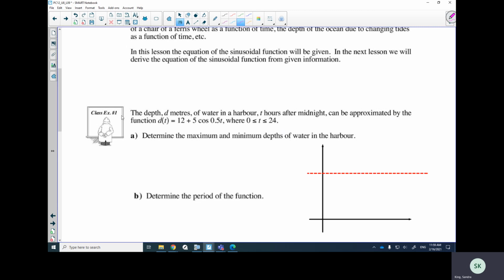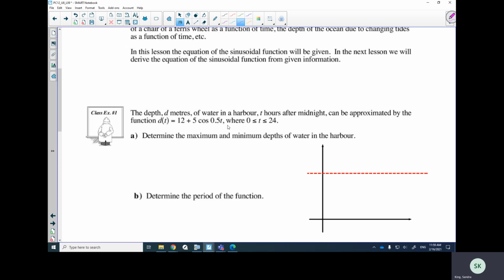The first example says the depth of water in a harbor after midnight can be approximated by this function here. Students look at this and get nervous. The first thing I would do is rewrite this function, because we are used to seeing the a value first, then either sine or cosine, and the d value last. How many of you are able to look at this and tell me what the d value is? Viola, what's the d value?